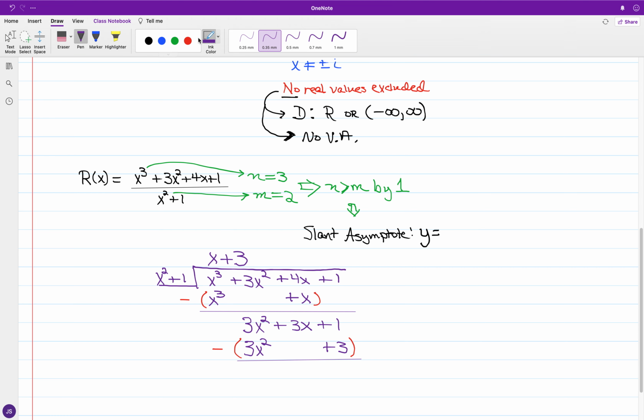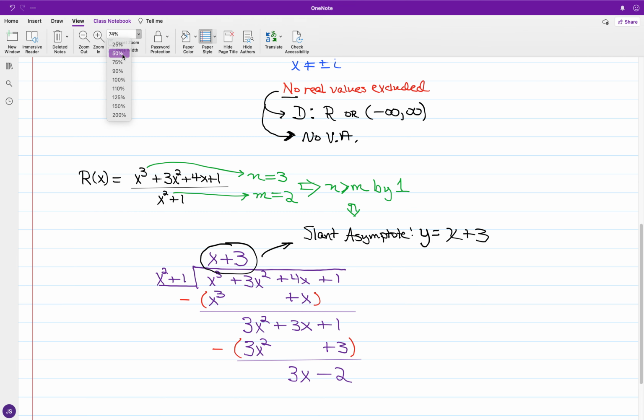So this time, 3x is not touched, and this will be brought down. And then we have 1 minus 3, which is going to be negative 2. I cannot take x squared into 3x, and so the remainder here will be 3x minus 2. But for the determination of the slant asymptote, we're going to be looking at just the quotient result. So in this particular case, for the slant asymptote, we have that y is equal to x plus 3.